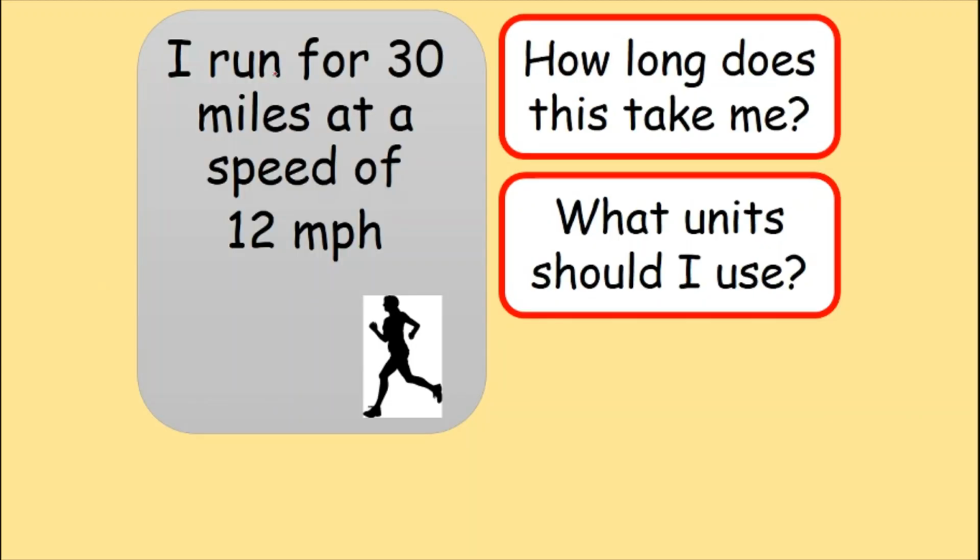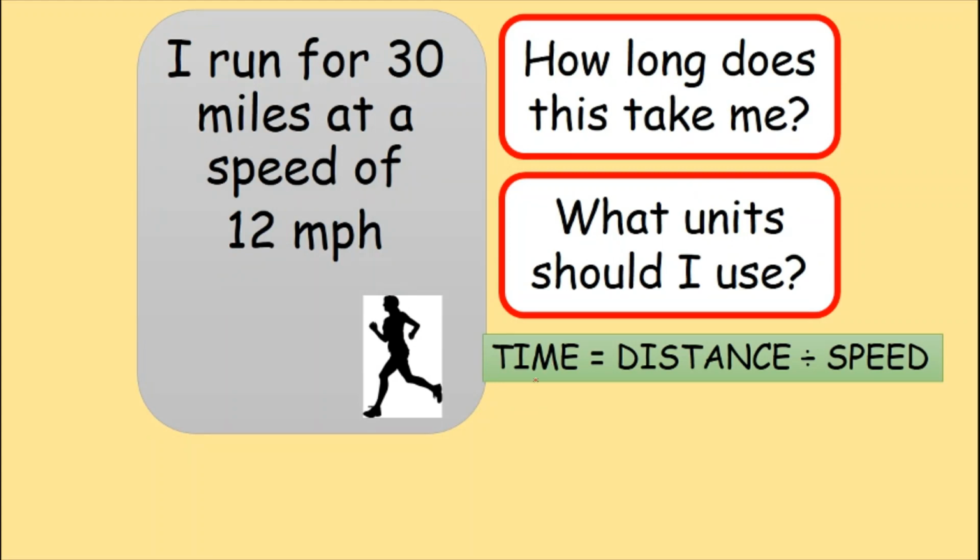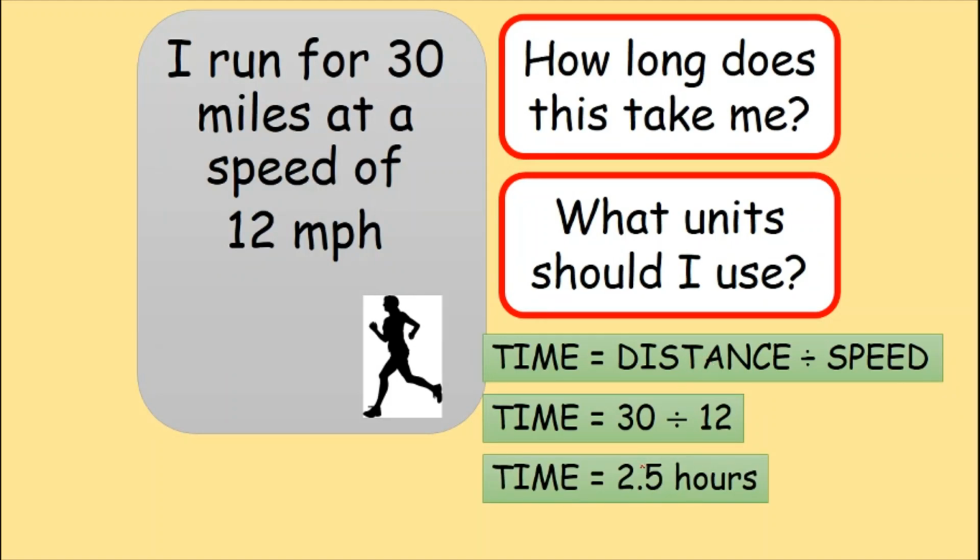So, next, I run for 30 miles at a speed of 12 miles an hour. How long does this take me, and what units should I use? Well, we know, again from our triangle, that distance divided by speed will give us our time. 30 miles divided by 12 miles per hour gives us 2.5 hours. We know it's hours because it was miles per hour. Okay? Again, the units in the question will often give you the units for your answers.